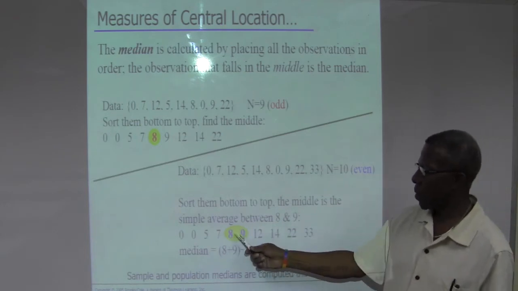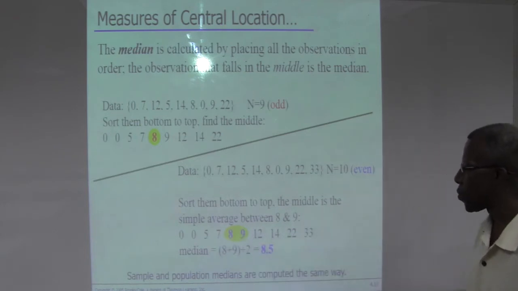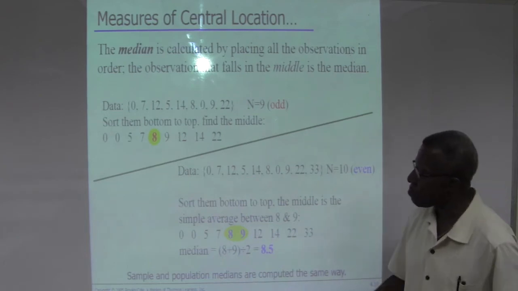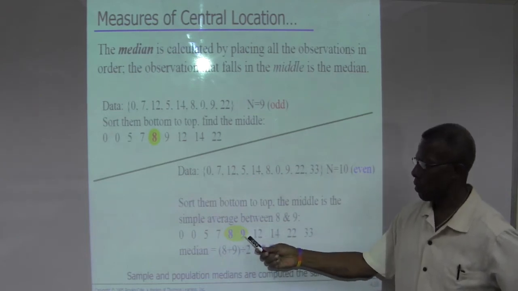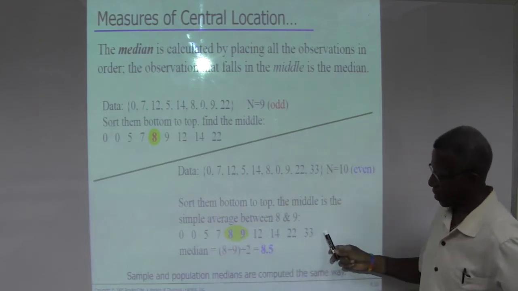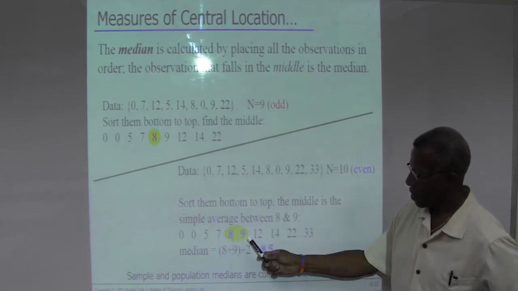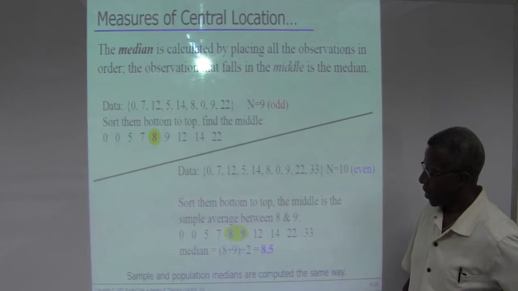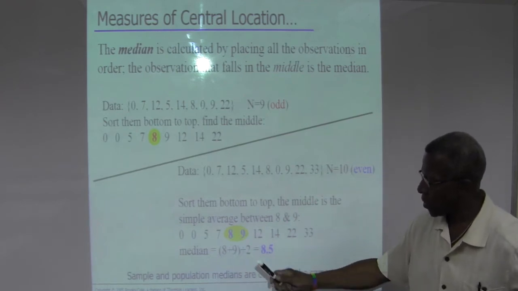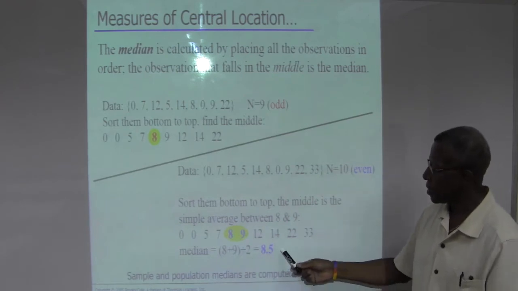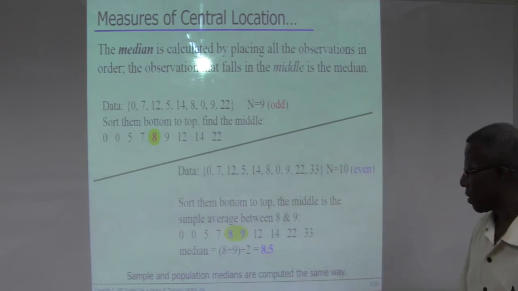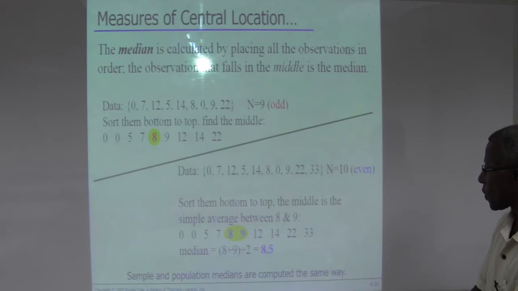The middle is going to be occupied by two numbers. So you're going to have to find the mean of the middle two of an ordered data set. As shown here, you have 8 and 9. So to get the median, you would add 8 plus 9 and divide by 2, giving the median as 8.5. Right? Sample and population medians are computed the same way.